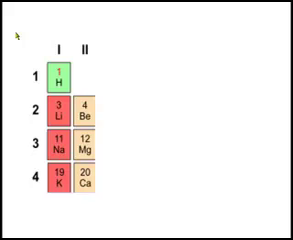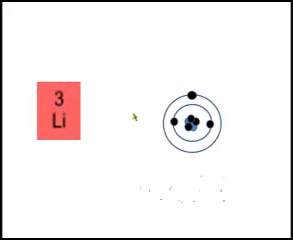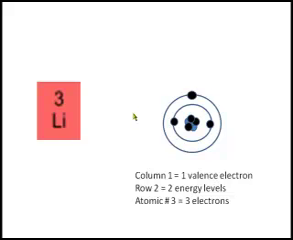And if you look back at lithium on the periodic table, you see that it is in row 2, column 1, indicating that there is 1 electron in the second energy level. Let's take a look again, and there you see it. Column 1 tells you 1 valence electron, row 2 means there are 2 energy levels, and that adds up to 1, 2, 3, which equals the atomic number.